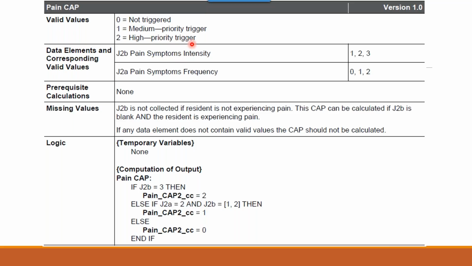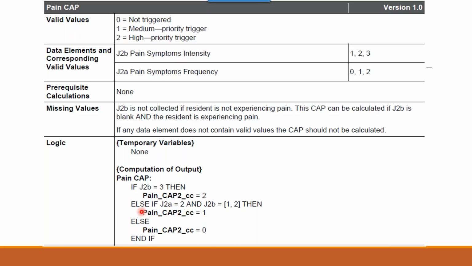Okay, and then we can see down below the calculation that we're using in order to calculate the CAP. And again, we're looking at J2B, okay, about whether or not it's excruciating pain. Then the pain CAP is going to be a 2 right off the bat, okay? So it's high priority if the person has excruciating pain. Whether it's daily or less than daily doesn't matter.